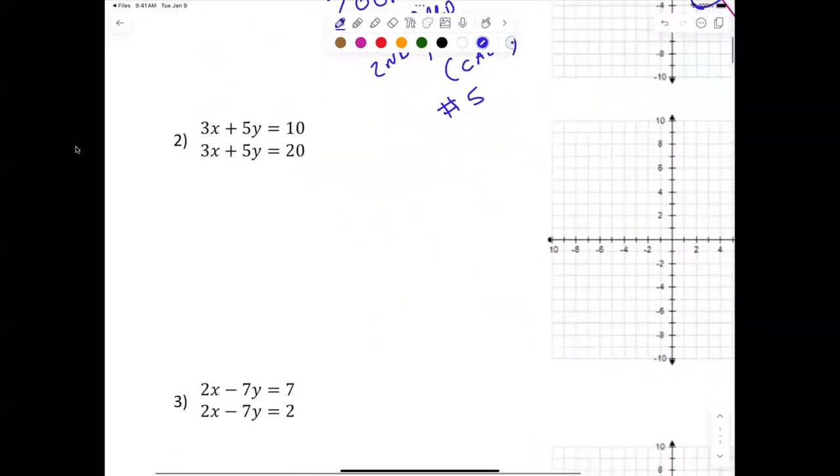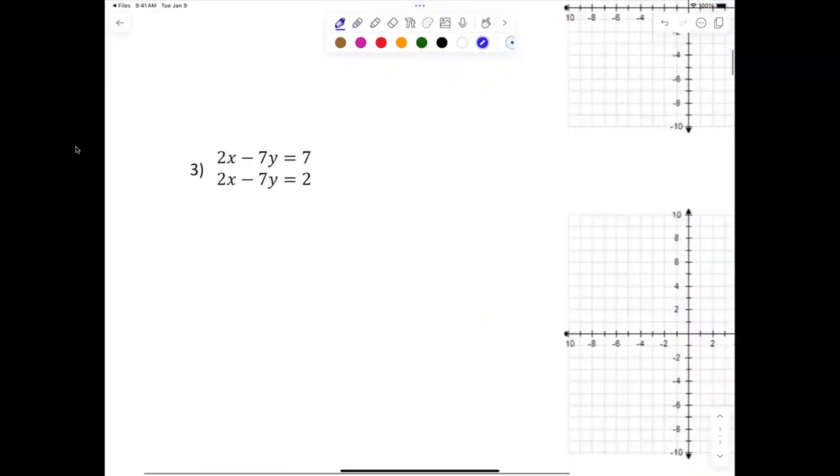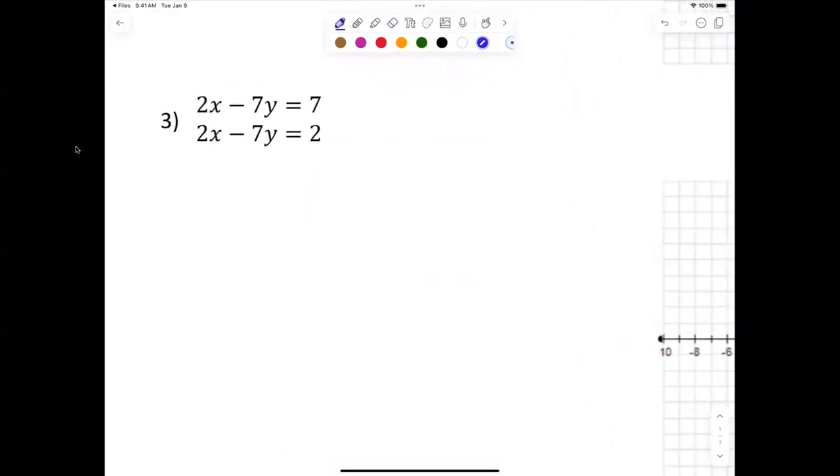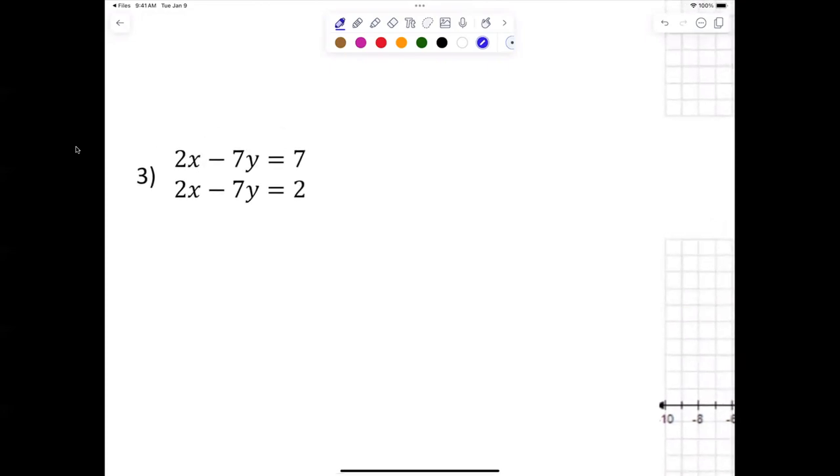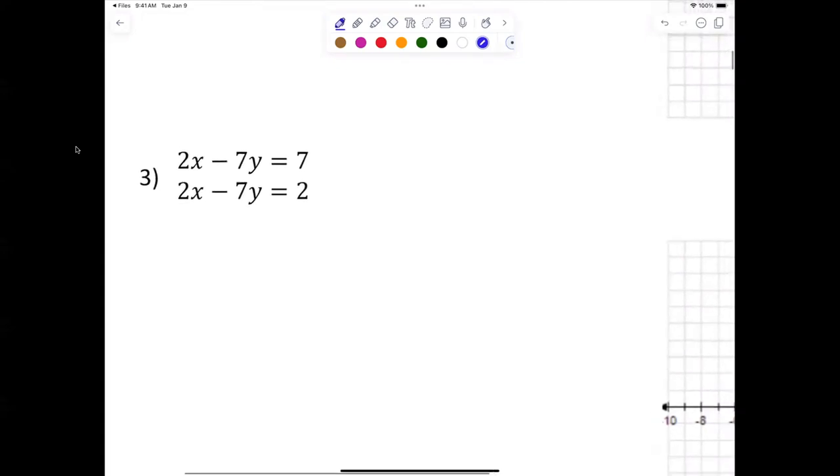All right. So now we're on number 3. Here we go. Not in the right format, so we got to solve it for y. Luke, what do I have to do first? Move the 2x over. All right, so I end up with negative 7y equals... right, then what?